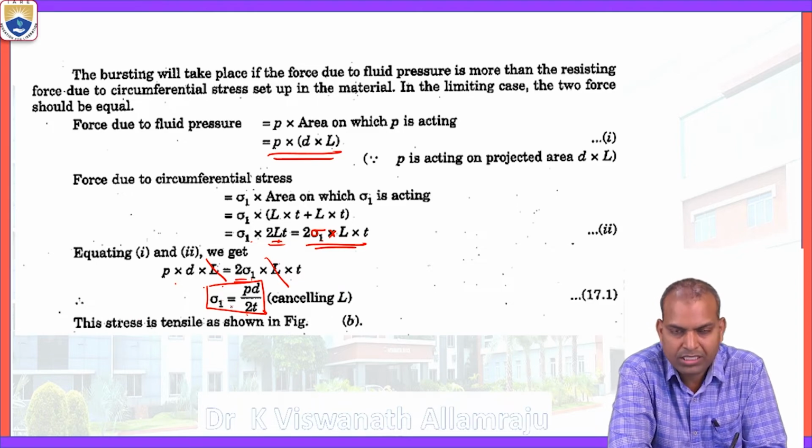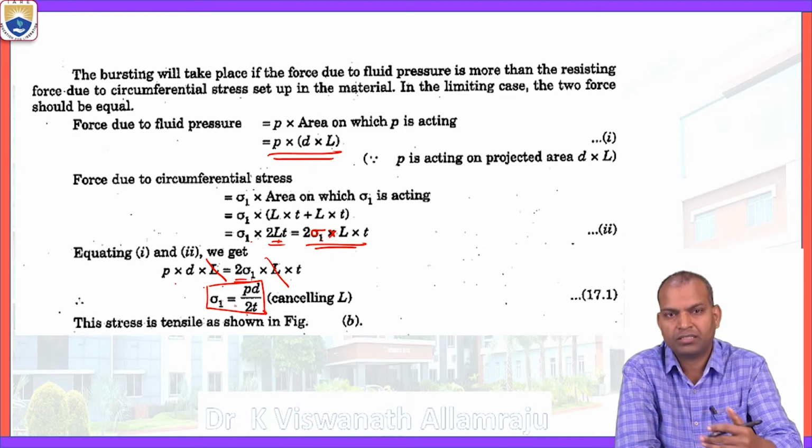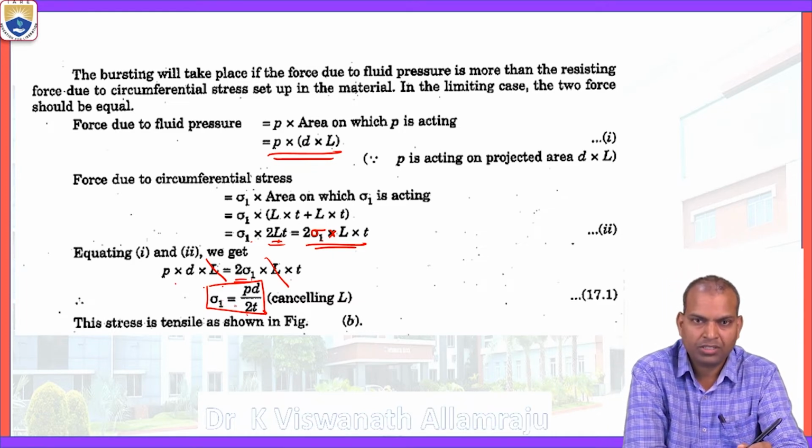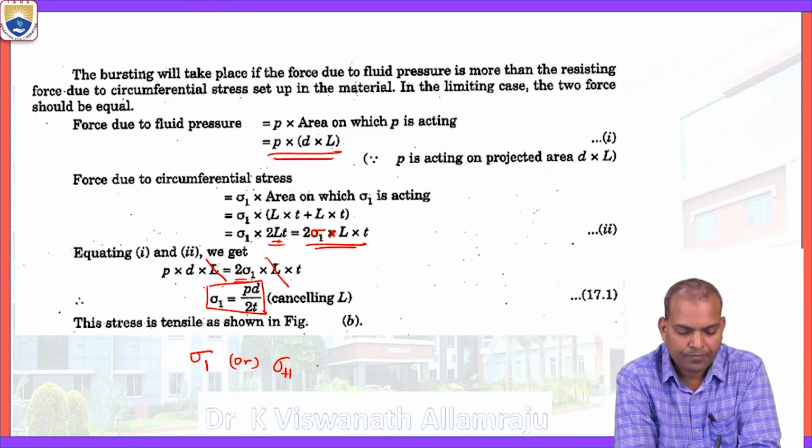So, this stress is the tensile stress. That is nothing but the direction of the stress is going away from the cross section. It is tensile in nature. The stress is known as the circumferential stress. The circumferential stress sigma 1 or sigma H equals PD by 2T.